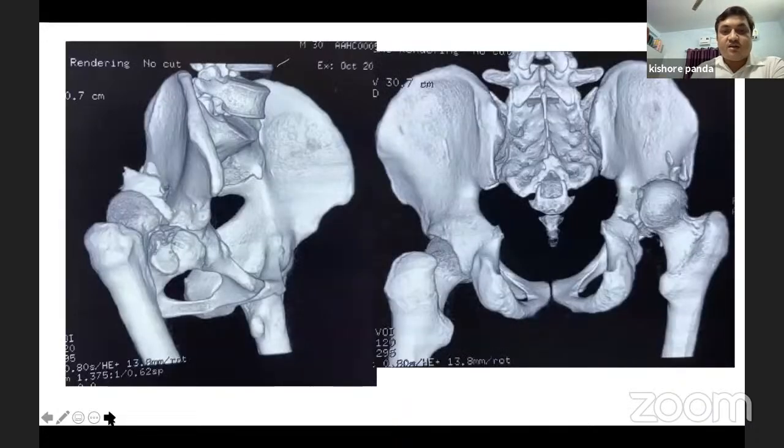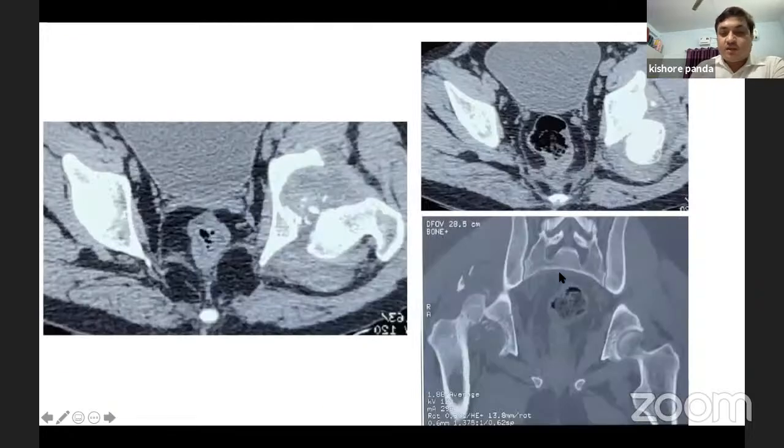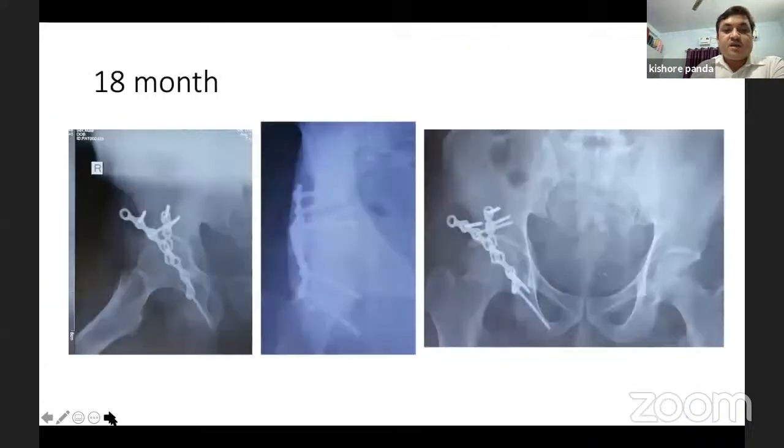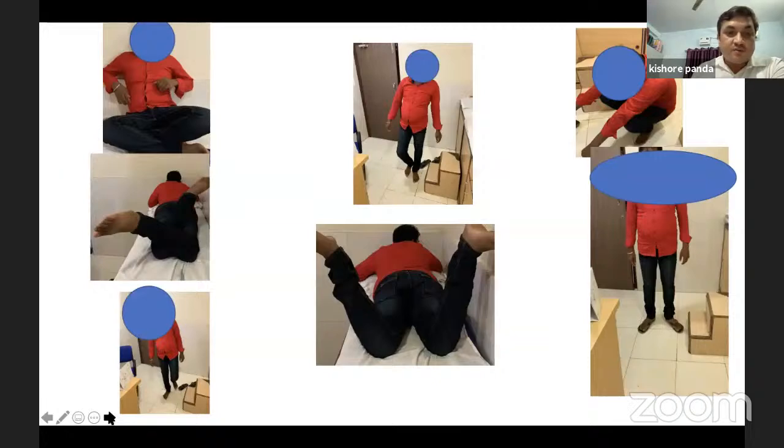This is another case where you can see a lot of comminution with a big fragment over the posterior superior area, and there is also some head fracture. I explained the prognosis and I put one buttress plate in the posterior superior aspect and put a plate in the peripheral part. Ideally, the plate should be put at the maximum peripheral part, but once you put it at the periphery, there will be difficulty in putting the proximal screw. Sometimes it goes into the soft tissue also. So the ideal placement is 5 to 6 mm medial to the lateral margin. So this is his recent follow-up.